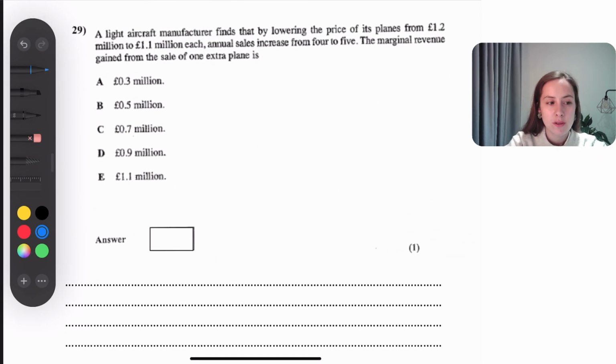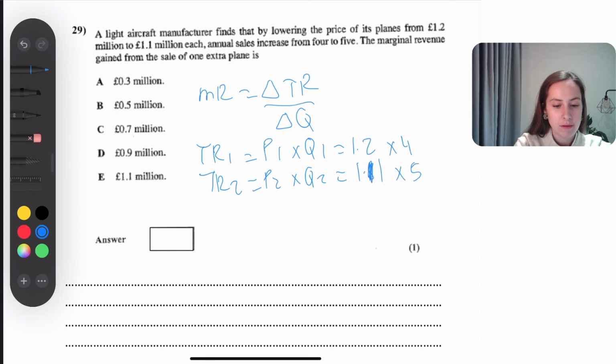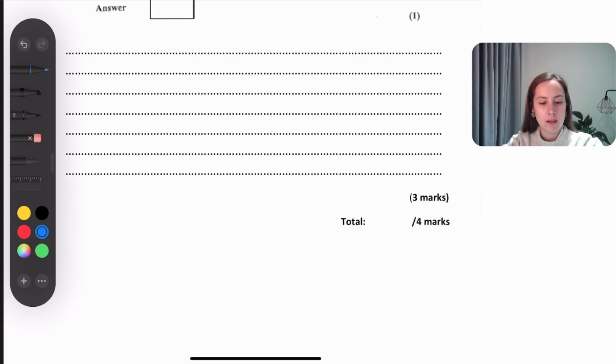This one's very similar to, I think, question 2. You need to work out MR, so you need to work out the change in your revenue and the change in your quantity. TR1 is P1 times Q1, which is 1.2 million times 4. TR2 is P2 times Q2, 1.1 times 5. The change in TR would be 0.7. You're just selling one extra unit, so that would be 0.7 million. And that's the answer.